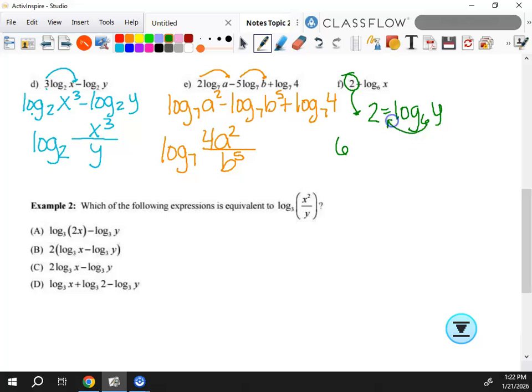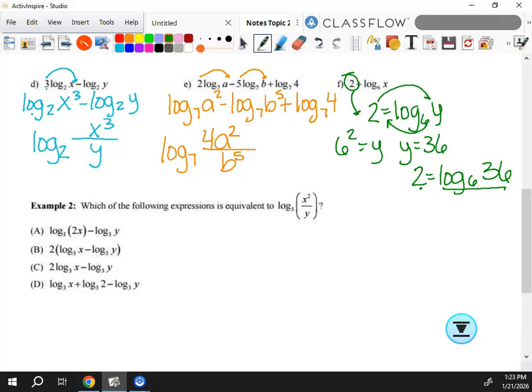6 to the 2nd power equals y, right? So what does y equal? 36. So that means that 2 equals log base 6 of 36. Everybody with me so far? That's how I figured it out. These are equivalent expressions: this has the same value as 2, but it's in the shape of a log.